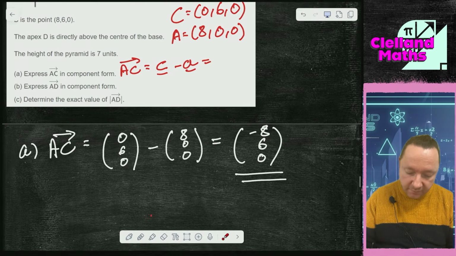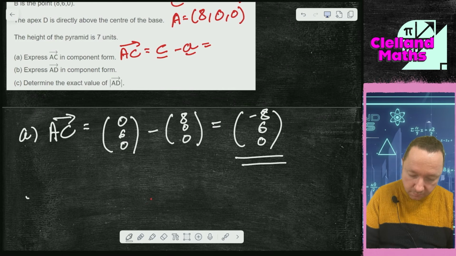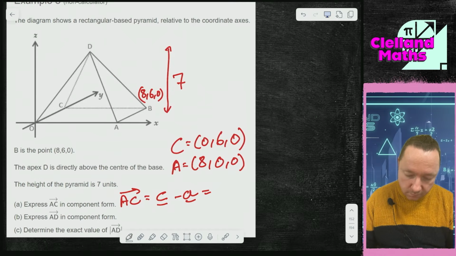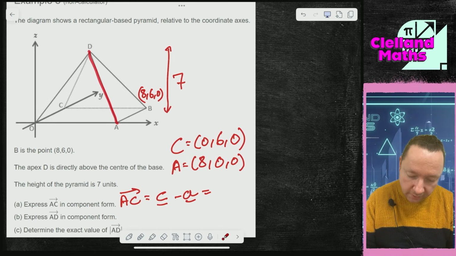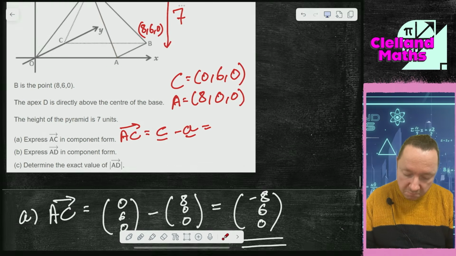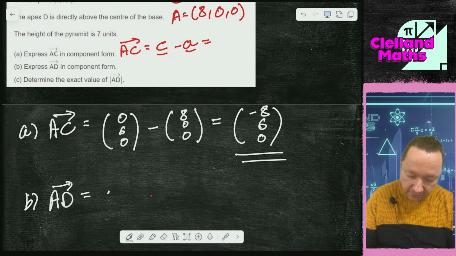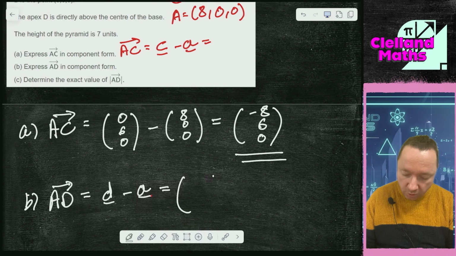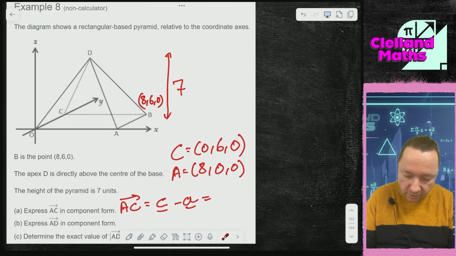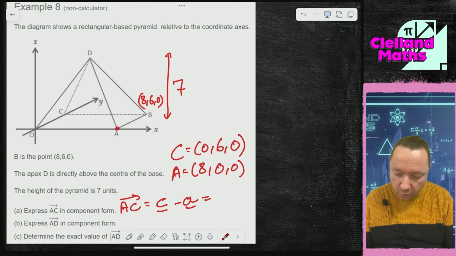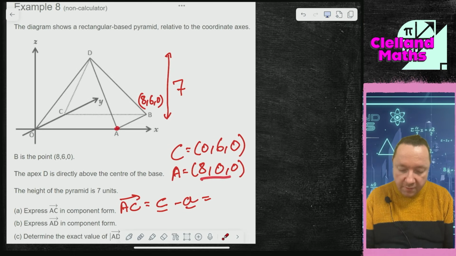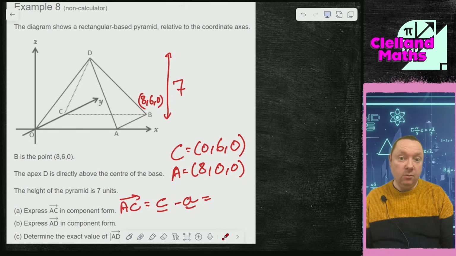Let's do A to D then. So I want to go from A up to D, so I just do the same trick, D minus A. If I can work out D and A, I'm good to go. And since you know the coordinate is starting at 0, if the coordinate of the point, say, is 8, 0, 0, then the vector is 8, 0, 0 as well.